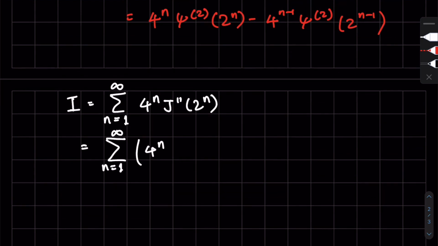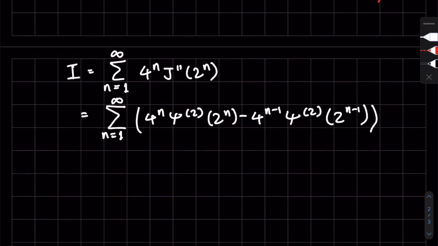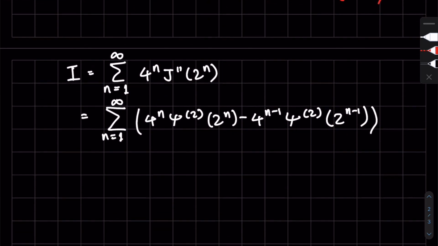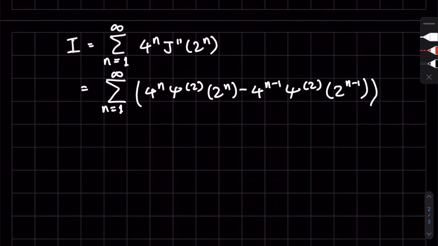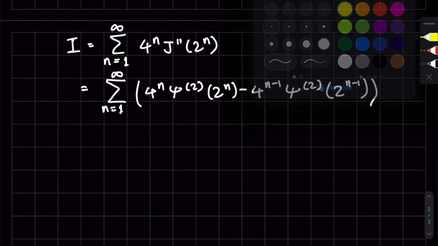We have 4 to the n polygamma of order 2, 2 to the n, minus 4 to the n minus 1 polygamma of order 2, 2 to the n minus 1. That's fair. Now the really nice thing, by construction of this question, is that if you try to write the individual terms of this infinite sum, maybe I can use this.